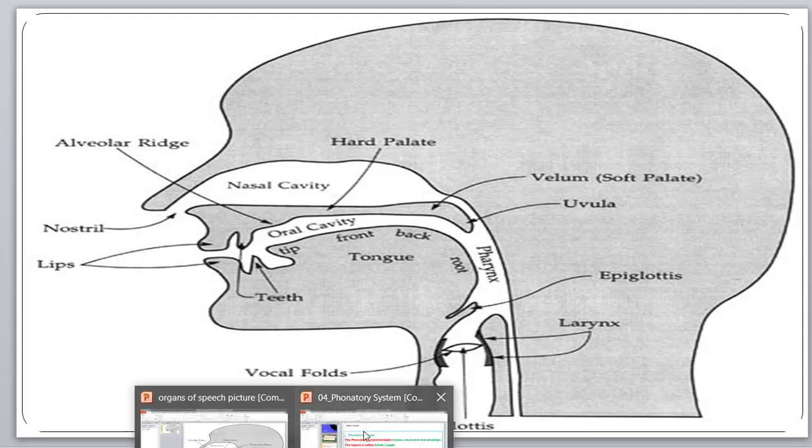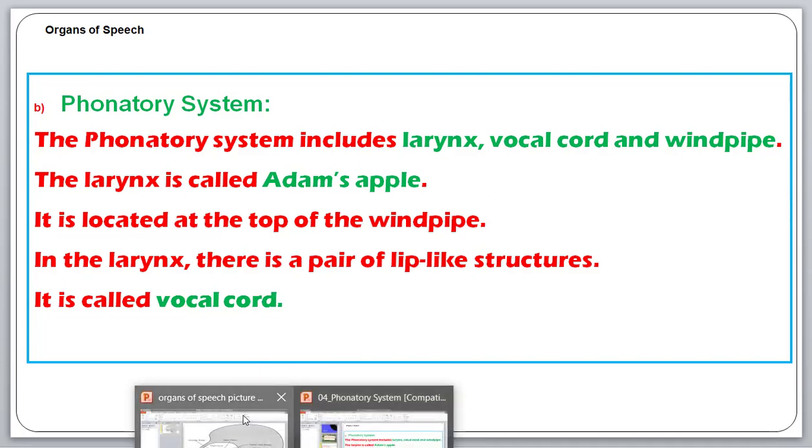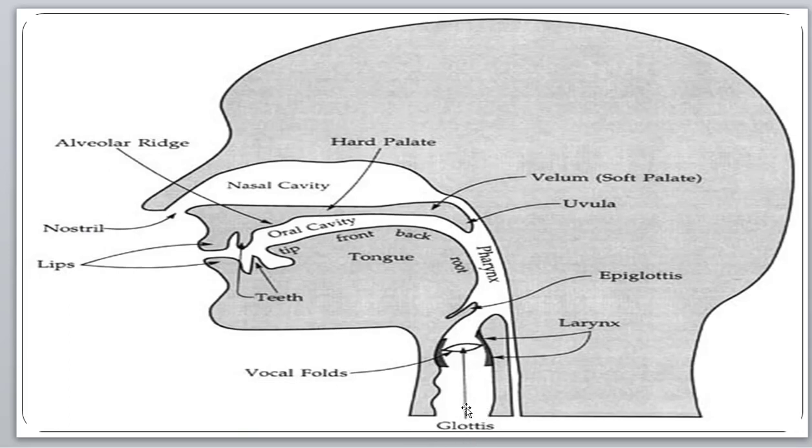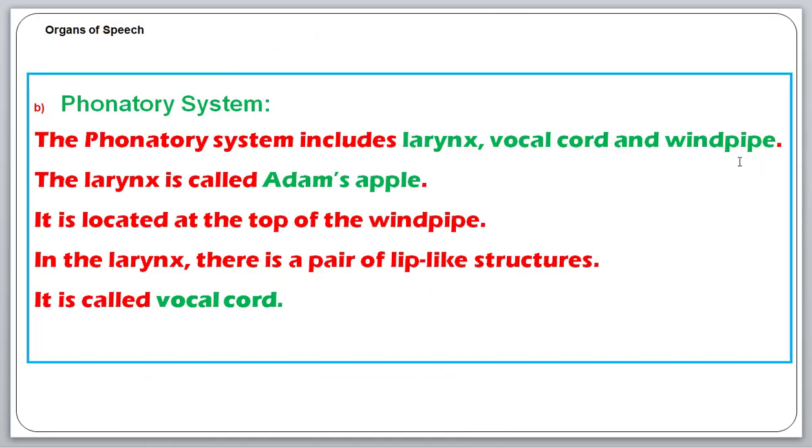So it's simple. If you understand the picture, you will get it. Now you know what the phonatory system is. The phonatory system includes the larynx, vocal cord, and windpipe. What is this windpipe? Let me show what this windpipe is. Now, this whole system is the windpipe. So in the windpipe we have the larynx and the vocal cord.